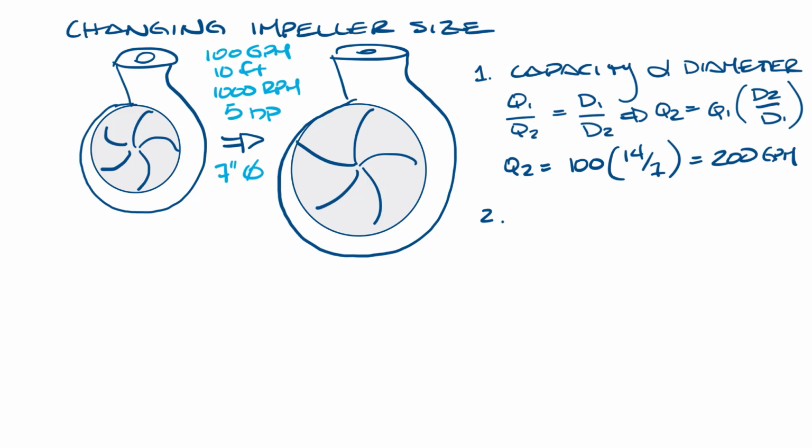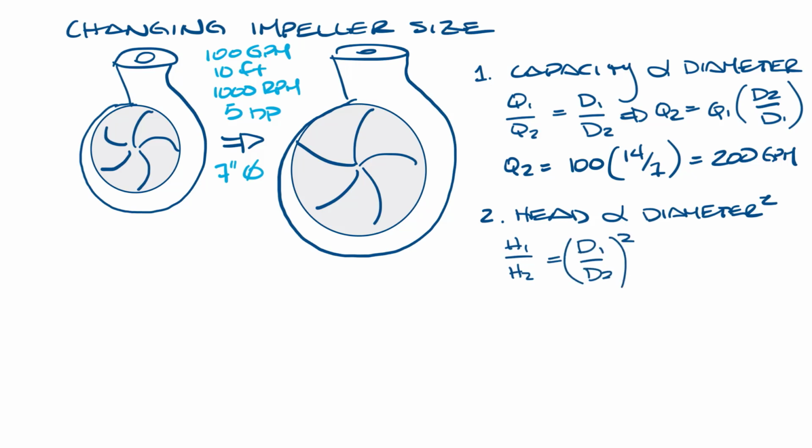The second law in this set is that the head is proportional to the diameter squared. So we have H1 over H2 equals D1 over D2 squared. We can change that to H2 equals H1 times D2 over D1 squared. And if we put in our numbers here, we get H2 equals 40 feet of head.